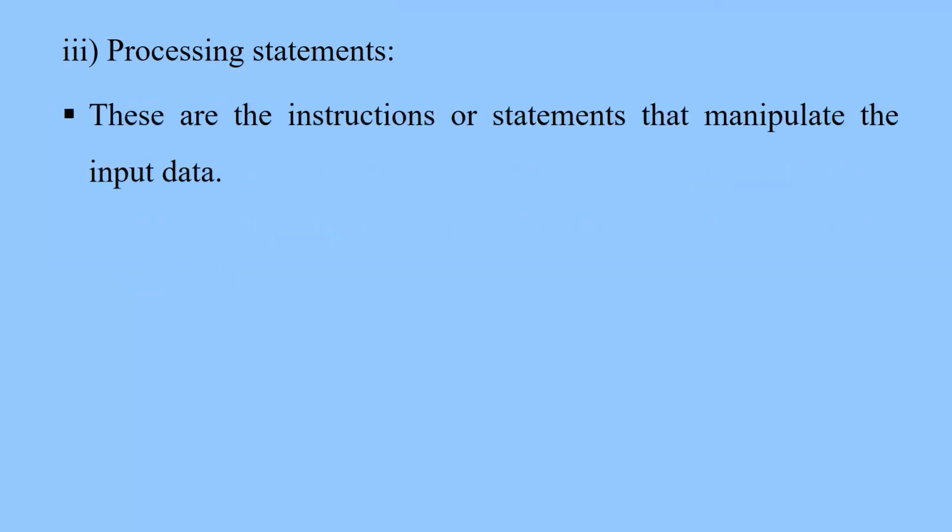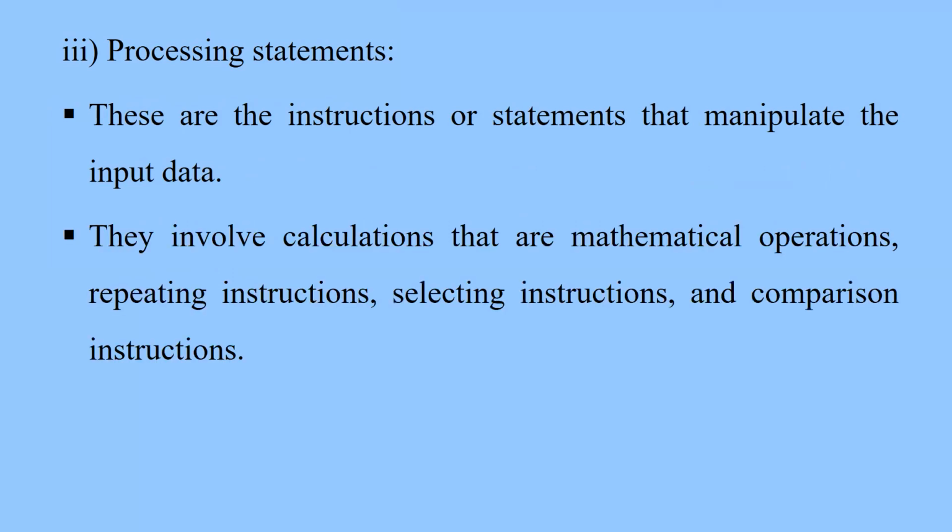The third kind of instructions or statements that we have within a program are what we call processing statements. These are the instructions or statements that manipulate the input data. They involve calculations, that is mathematical operations, repeating instructions, selecting instructions, and comparison instructions.